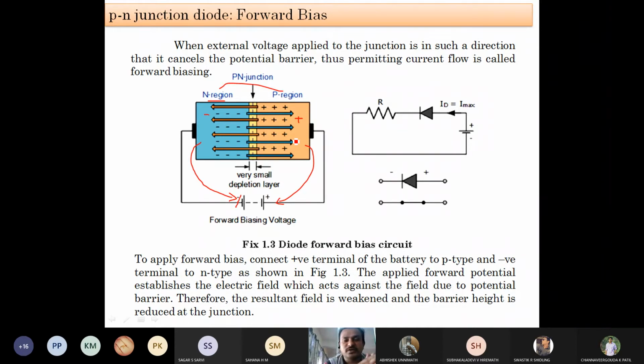So what is going to happen? There is a limit for this applied voltage.